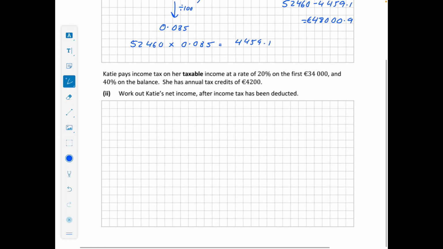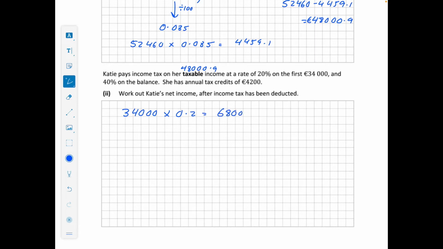Now, next part, let's take a read of this question. Again, we should start noticing similarities. So she pays income tax on her taxable income. So her taxable income from the question above here is 48,000.9. 20% on the first 34,000, so that's her cut-off, and 40% on the remainder. She has tax credits of 4,200. Work out her net income. Okay, so what we're going to do is the standard tax first. So standard tax is on the cut-off, and it's 20%.